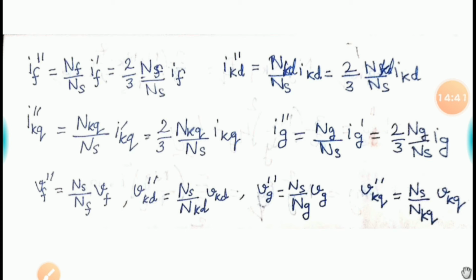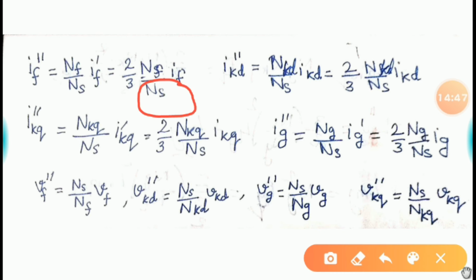So this formula will apply over here. When we are transferring IF double dash, you will see that NS is the stator winding turns, and NF is the field winding turns, and we are obtaining this ratio. So we get a term that is referred to our stator, IF double dash. Similarly, we get IKD double dash, IKQ, IG double dash, and all other terms. So when we are dealing with voltage, NS comes in the numerator, and when we are dealing with current, NS appears in the denominator, right?